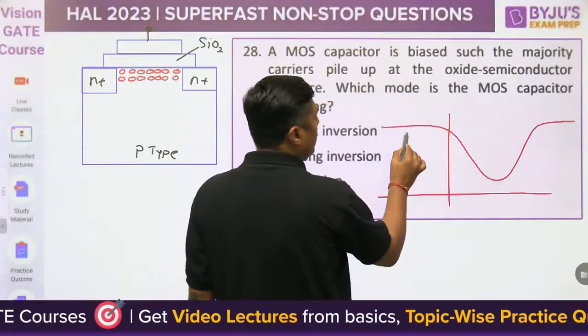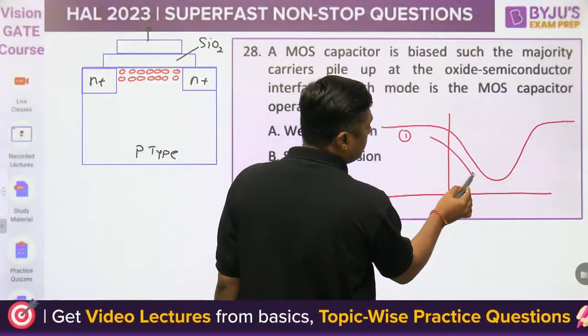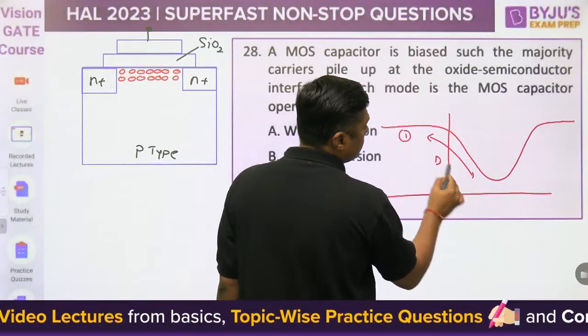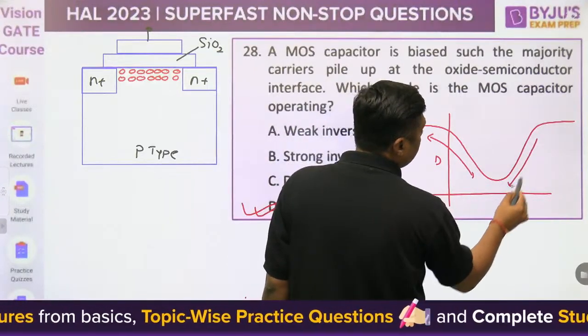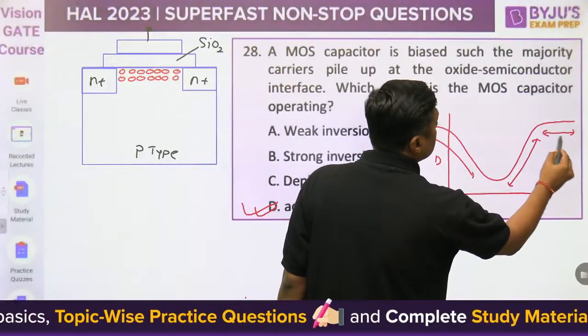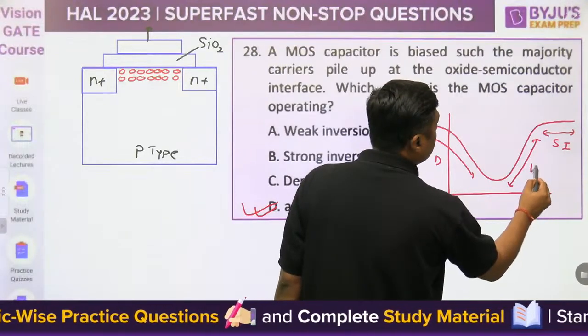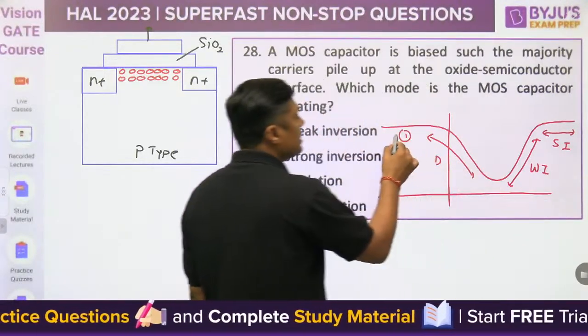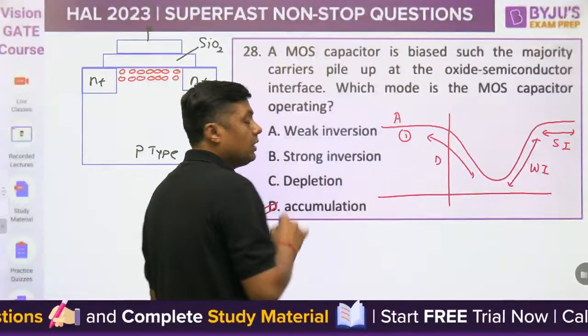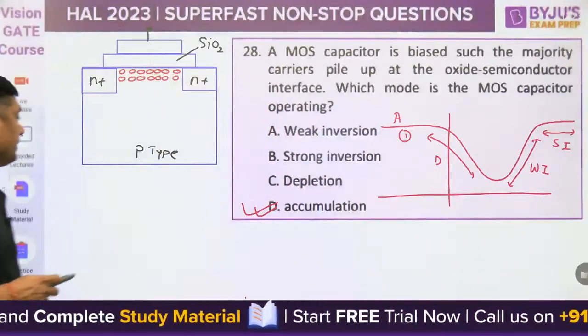This is called accumulation. This is called depletion. This is called inversion, and that is called strong inversion. This is called weak inversion. So this is nothing but accumulation. Accumulation. So the answer is A.